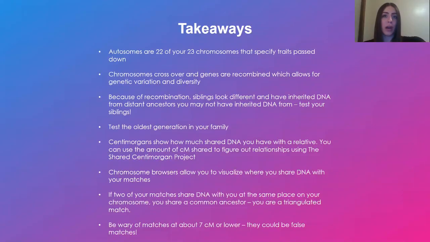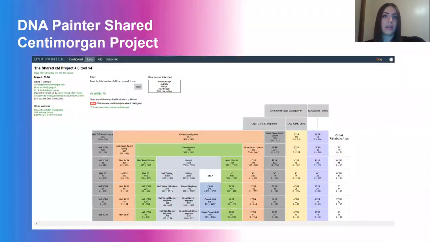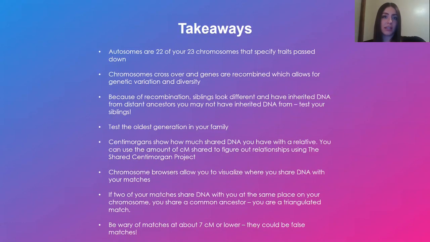We talked about chromosome browsers, this one, and how they help you visualize where you share your DNA with your matches. This can help you discover who shares common ancestors and break down those brick walls. We also talked how it's important to be wary with matches who share small amounts of centimorgans because they could be false matches. The DNA you share with them could be just DNA that all humans share, or just all people from a certain ethnicity share.